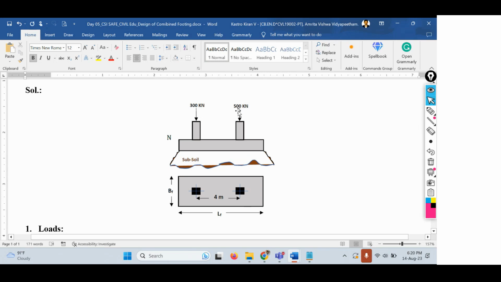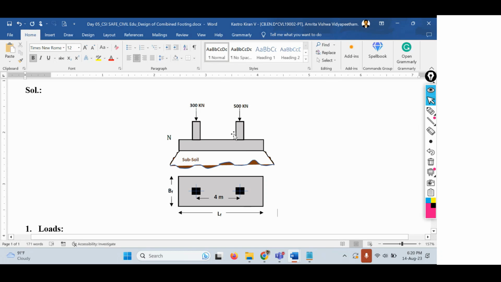So what is happening here? There is no uniform pressure distribution. From this we can say that pressure distribution will not happen uniformly. That means eccentric pressure distribution will happen. It will not happen exactly at the center. Axial pressure distribution will not happen. It will be an eccentric pressure distribution.